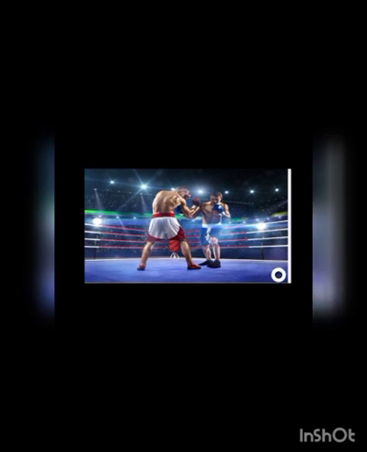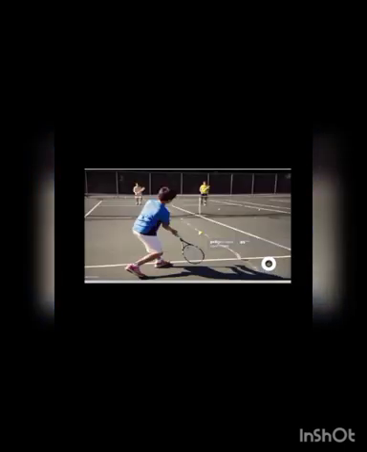Now moving on to the next. Here these people are playing tennis. Tennis is a sport which is played with love and service. It is played in singles as well as in pairs. Next.